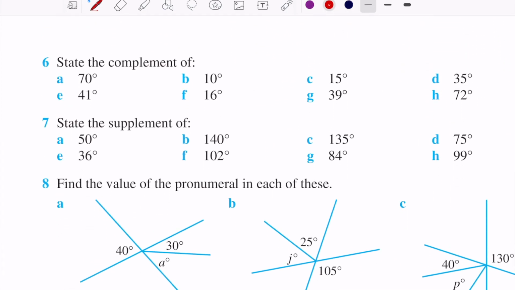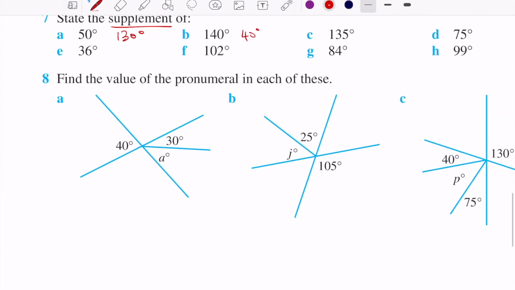Now question 6 and 7, if you remember, complement adds up to 90, supplement adds up to 180. So the complement of 70 is whatever the difference between the two is, which is 20 degrees. 70 plus 20 equals 90. And for 10 degrees, it's going to be 80, because 10 plus 80 equals 90. Supplement's the same thing, except you add up to 180. So 50 plus something is 180. That means it's going to be 130. 140 plus something equals 180. That's going to be 40 degrees.